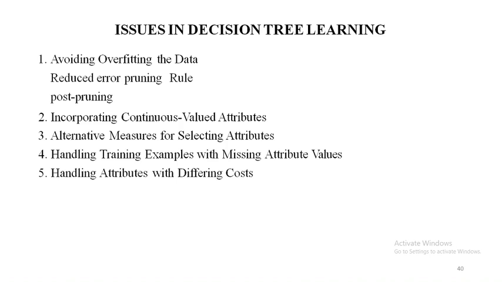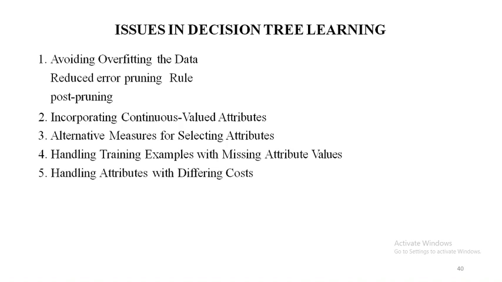The first one is about avoiding overfitting of the data. They may be using the reduced error pruning rule as well as the post pruning rule. The second issue with respect to decision tree learning is incorporating continuous valued attributes, and alternative measures for selecting the attributes. What are the measures that have to be taken in selecting the attributes? Handling training examples with missing attribute values: if the training example contains some missing attribute values, what has to be done? That is one issue with respect to the decision tree.